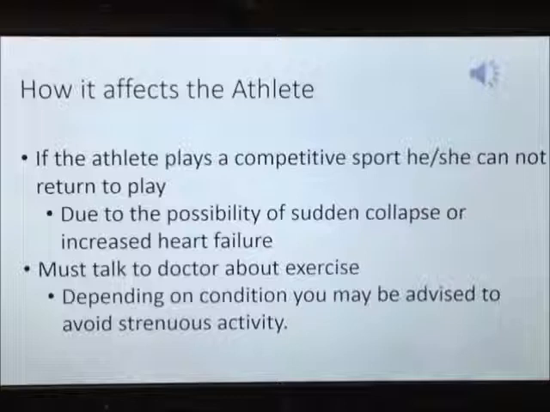How it affects the athlete. Sadly, if the athlete is playing a competitive sport, they can no longer play that sport because they deal with the possibility of sudden collapse or increased heart failure. They must consult with their doctor about any level of activity that they can play, and the doctor may inform them that they have to stay away from strenuous exercise.